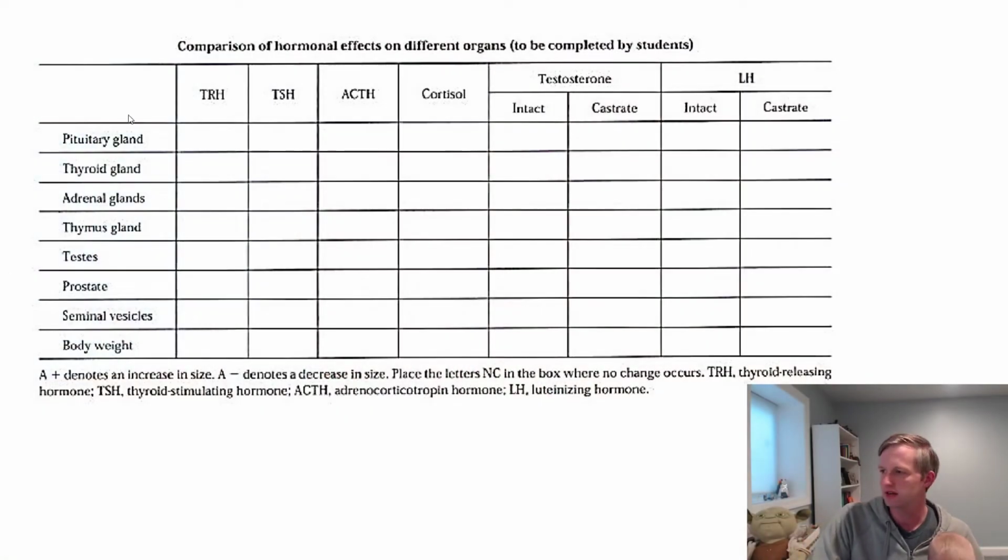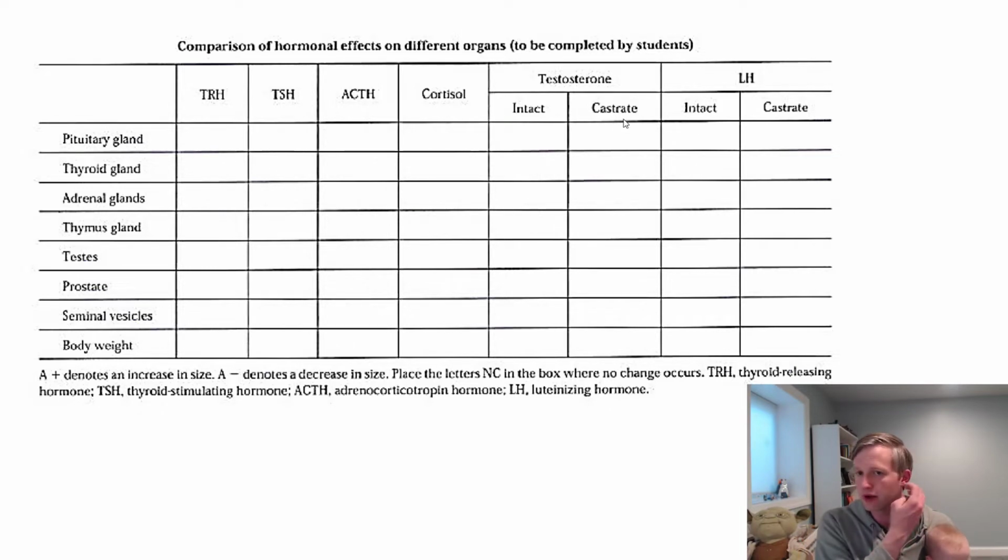On the left-hand side, you have the different glands, including some that are specific to males, like the testes, prostate, and seminal vesicles, along with body weight. On the columns, then, are the different hormones, so thyrotropin-releasing hormone, thyroid stimulating hormone, adrenocorticotropic hormone, cortisol, testosterone, luteinizing hormone. And for the last two, notice that you have two columns within those, intact and castrate.